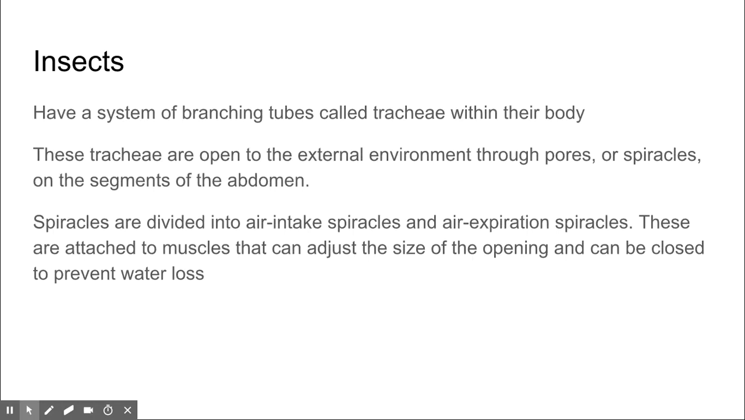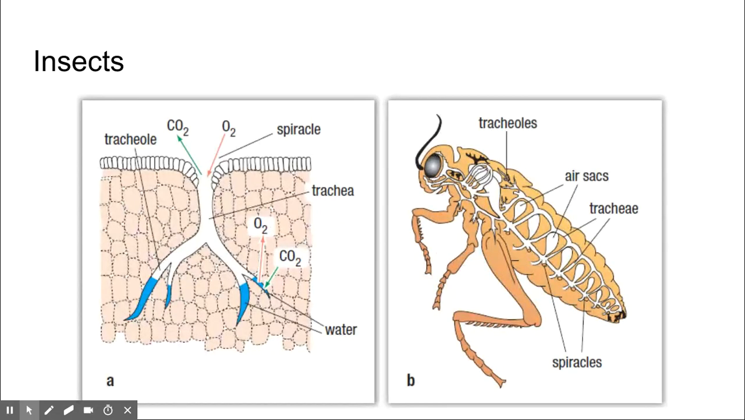However, the size of the hole through which the air moves in and out can be closed, which also allows it to prevent water loss. Here we can see a picture of how they line the insect's body, and the oxygen and the carbon dioxide move freely in and out of that spiracle as required.